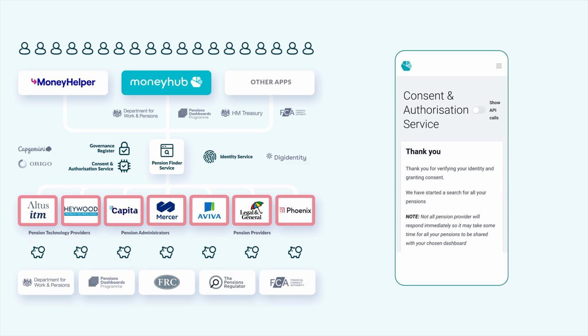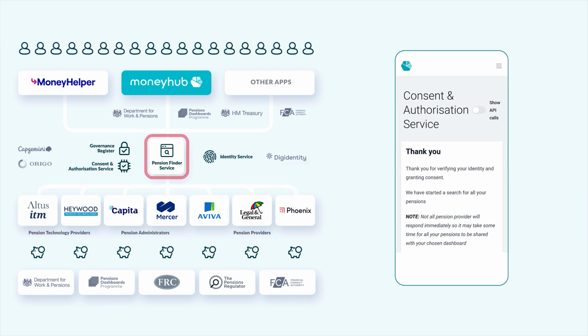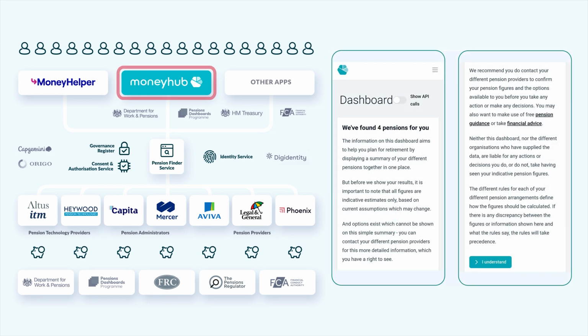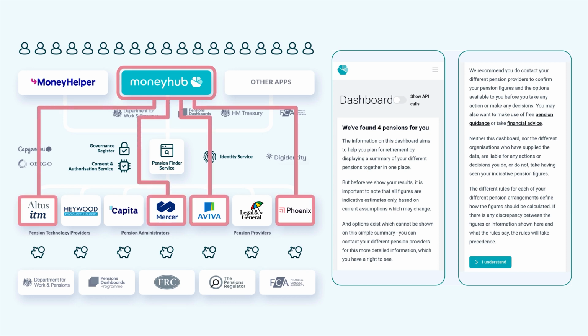In Richard's case, 4 providers make a match and each send an encrypted pension identifier back to the CDA, which in turn notifies Richard's dashboard. Richard sees the result. We've found 4 pensions for you. After reading the mandatory disclaimer wording, tapping I understand retrieves Richard's pension information direct from the 4 data providers. This is called a view request.